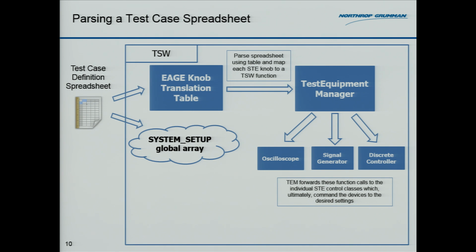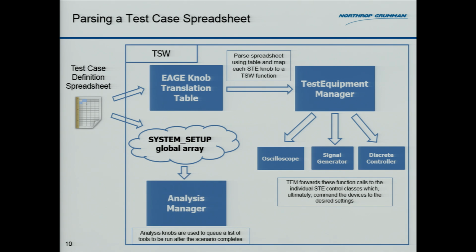store these variables in a global array, which is not the nicest way of doing it, but for our first attempt, it's how we did it, that can pass the knobs to the entire system. So for instance, another code module called the analysis manager knows which analysis tools have been requested. So at the end of the test, it'll kick off these tools, which run on another server, pull the data, like your log files and telemetry, and run any analysis on them.